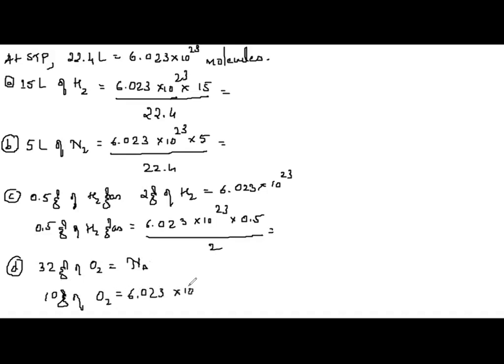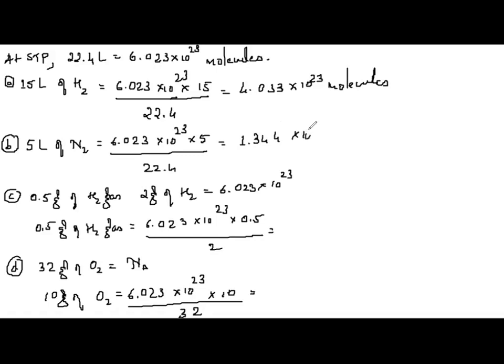6.023 into 10 raised to 23 into 10, the whole divided by 32. To solve it out, this answer comes out to be 4.033 into 10 raised to 23 molecules. Second option, solving, comes out to be 1.344 into 10 raised to 23 molecules.